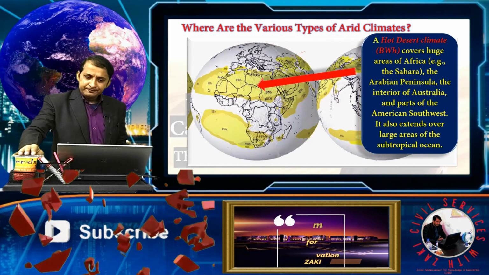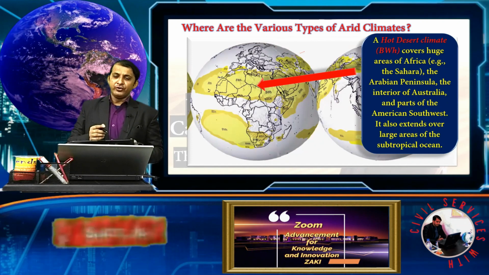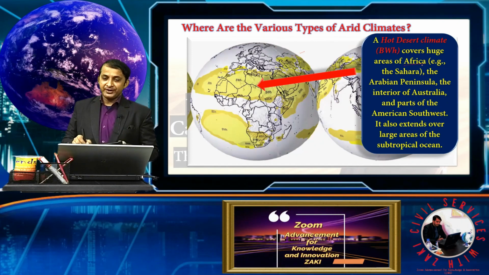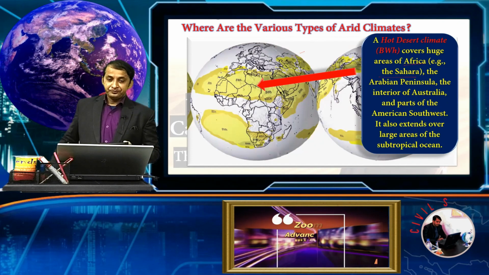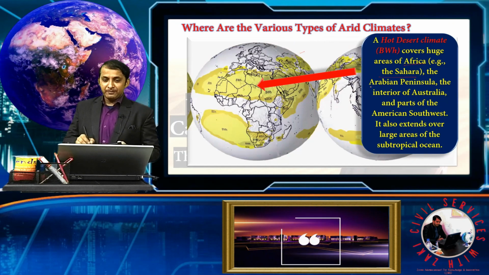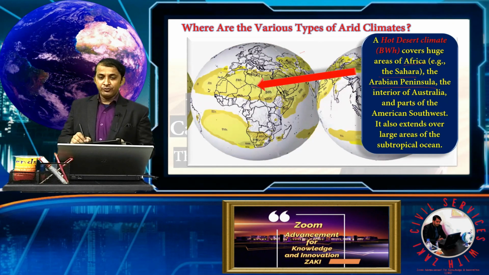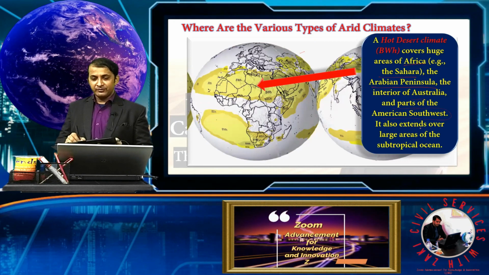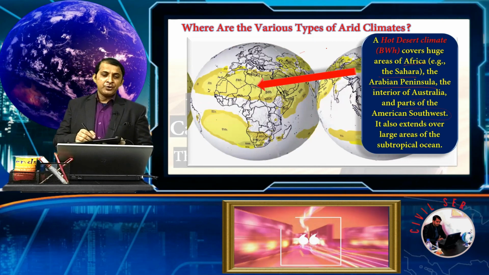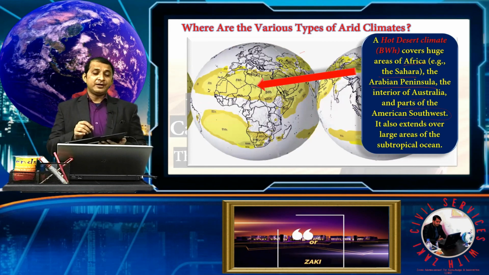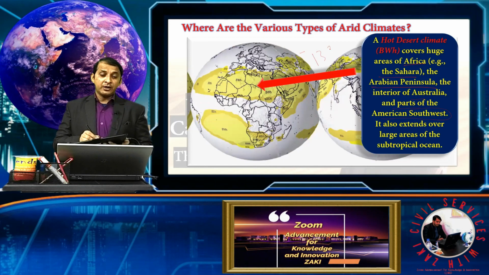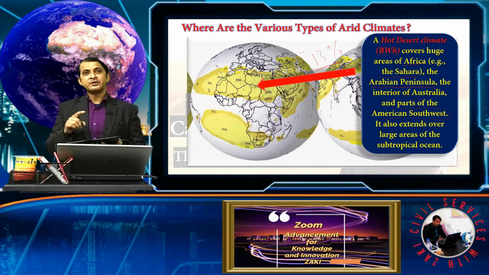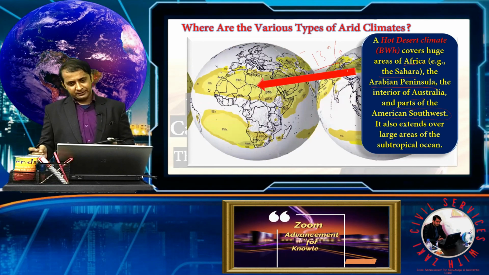The hot desert climate covers a huge area of Africa, the Sahara and the Arabian Peninsula, including Australia and some parts of the American Southwest, extending over a large area. The hot desert includes about 13% of the land surface of the earth.